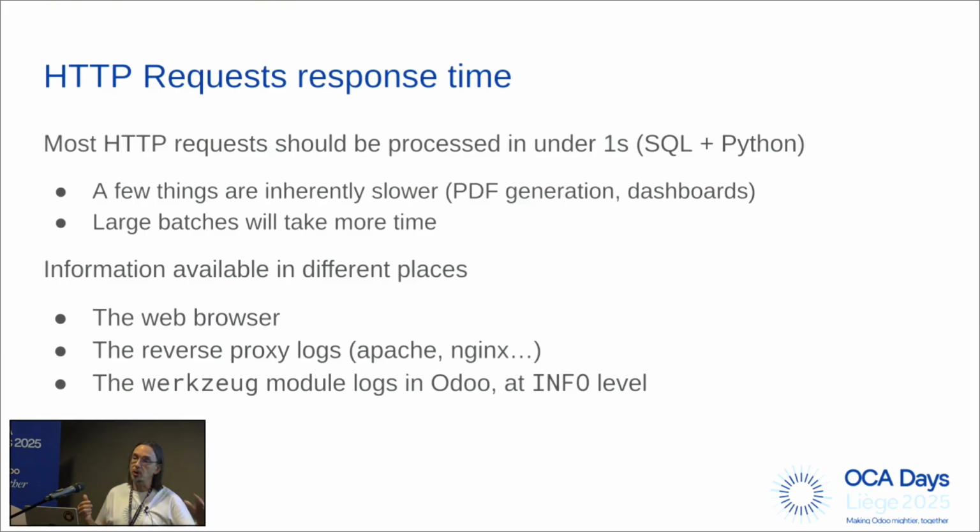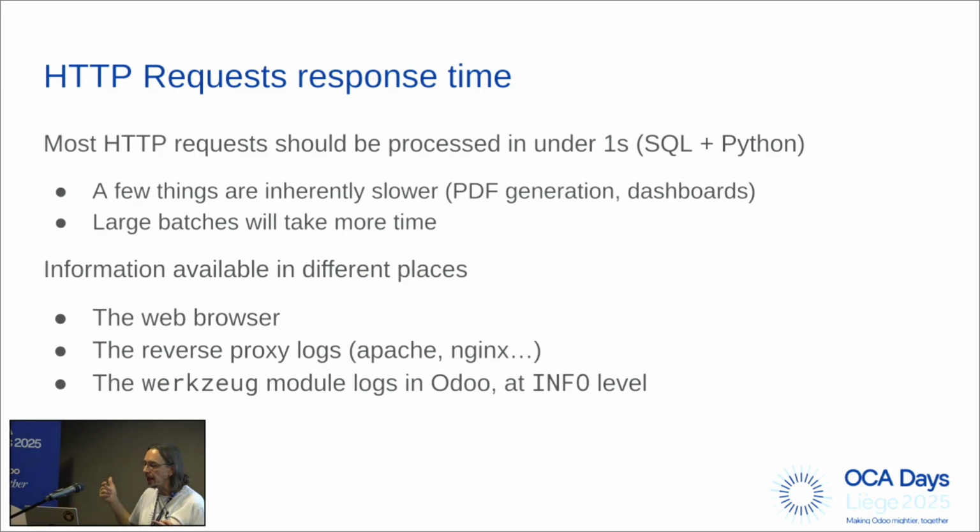There are things which are going to be slower, the dashboards, the PDF generations. These are slow because there are external processes involved. There are many HTTP or SQL queries being performed. And you can get information about that from various places. The web browser, that's super easy to do. You can teach key users at your customer to use the developer tools of their web browser and to get you a HAR file.